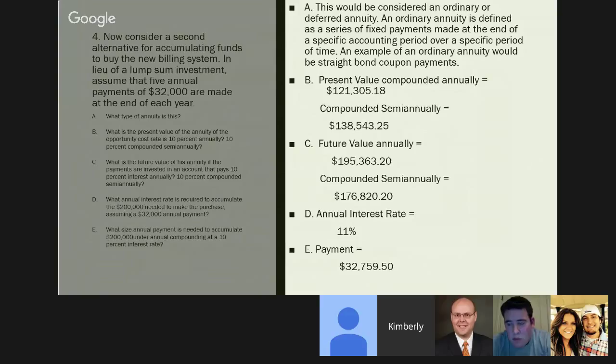For B, it asks, what is the present value of the annuity if the opportunity cost rate is 10% annually, and then also 10% compounded semi-annually. So for the compounded annually, that's going to be $121,305.18. Compounded semi-annually is $138,543.25.